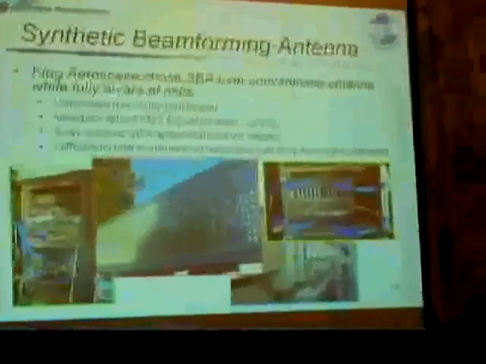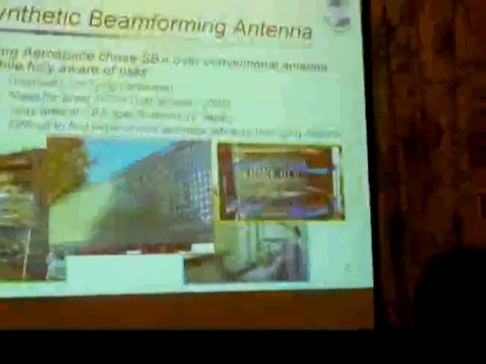Before I talk about the pictures, King Aerospace chose this approach over the conventional antenna, even though there were a lot of risks. First of all, there's nothing out there that's like it. And when this was awarded, the FPGA that was required to make this work within power constraints and with the density was not even available. I don't know if they knew that exactly, but it was awarded. The FPGA did show up.